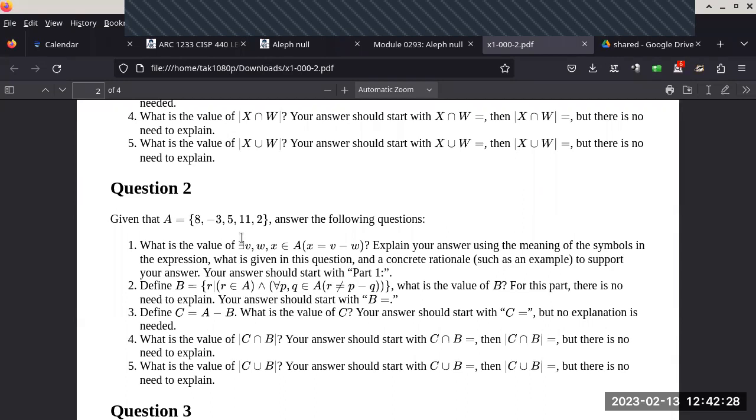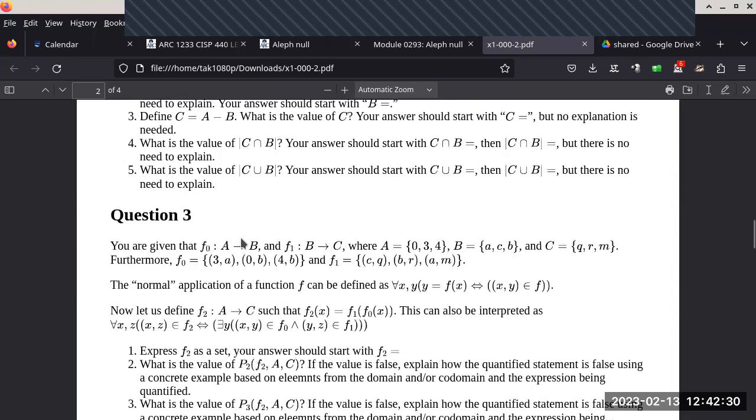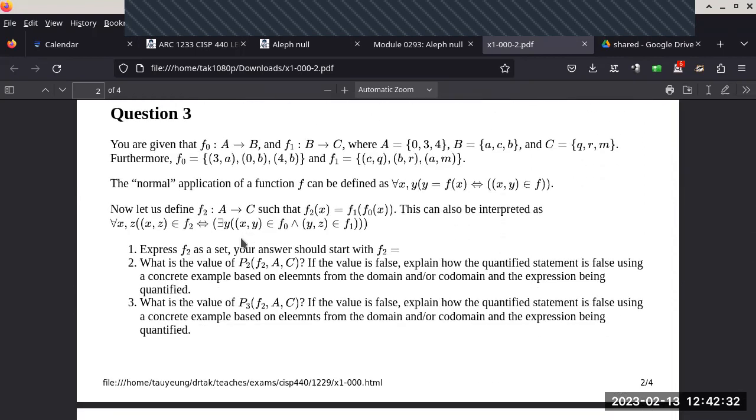So we can take a look at question number 3. Questions 1 and 2 are about the same. Question number 3 is about functions. You can consider 1 and 2 as a warm-up to number 3, because we define the function as a set. Number 3 says we are given that f0 is a function. It maps from set A to set B. A is the domain, B is the codomain. And f1 is a function where B is the domain, C is the codomain.